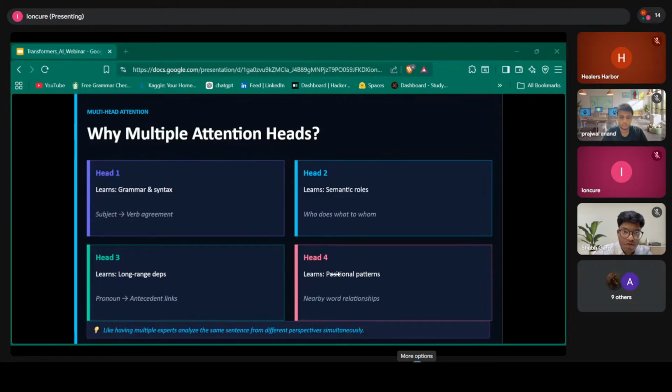Think like you have multiple students reading the same sentence and each highlights different things. When you combine all their insights, you get a much better understanding than any single reader. That's the idea of multiple attention heads.